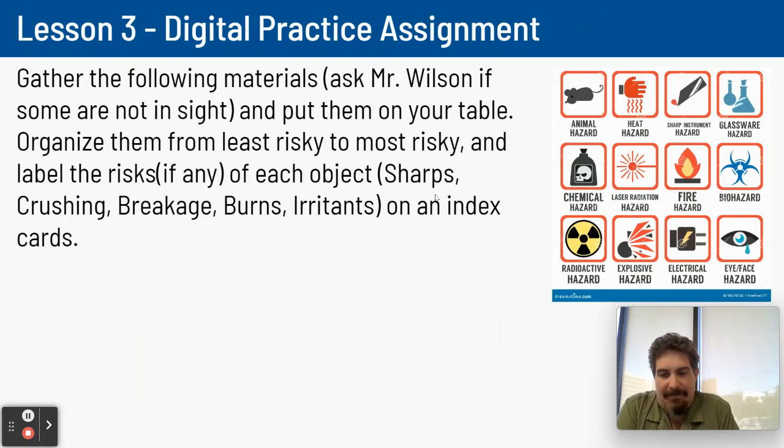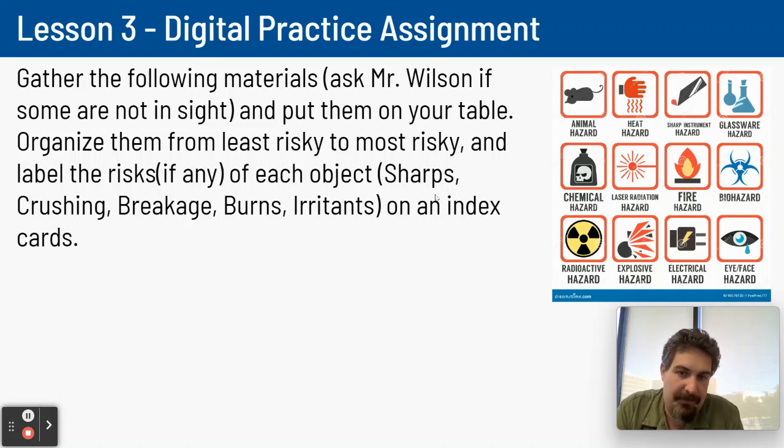Now, here is our digital practice assignment. You're going to gather the following materials. If I haven't set them out because you're ahead or behind, let me know and I'll bring them out. You're going to put them on your table carefully and organize them from least risky to most risky. So pick a direction. Maybe on the left side is the least risky thing, the thing that is the hardest to be dangerous, and all the way to the right, the thing that is easiest to be dangerous. And then use a piece of paper, an index card, or several, and label the risks, if there's any you can think of for each object.